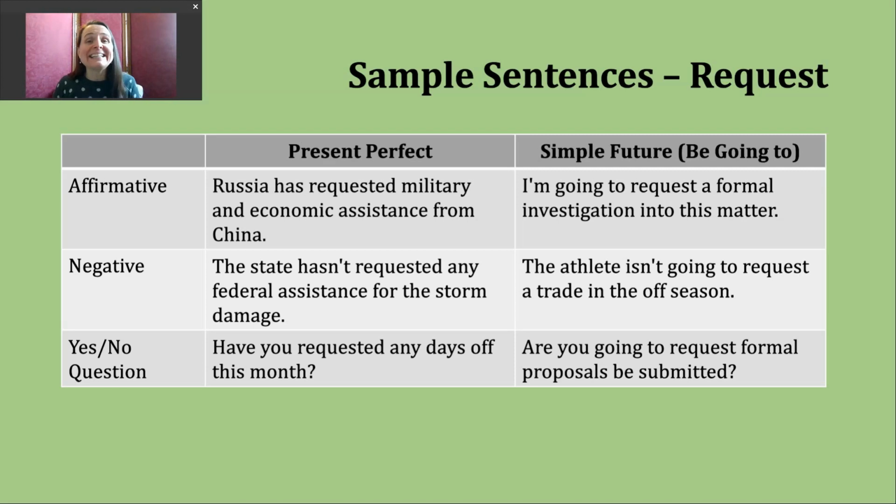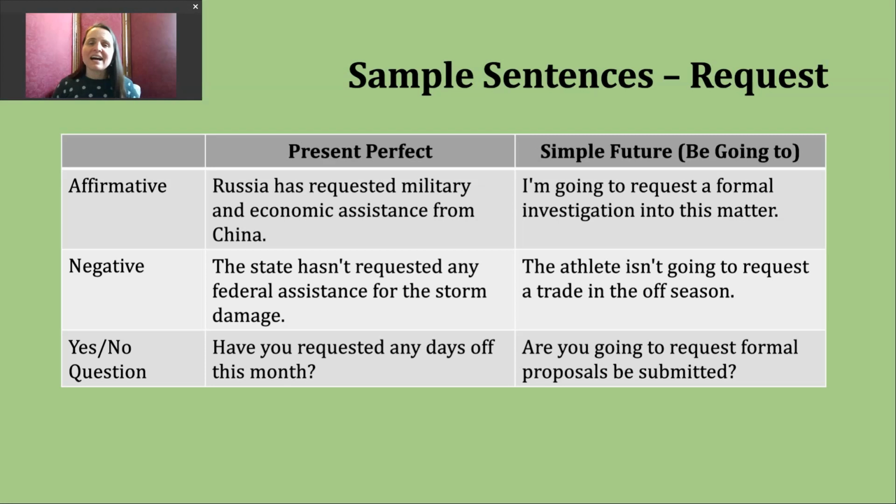Now, if we want to make a negative simple future sentence, what we need to do is insert not after our be verb. We can make contractions with is not, that makes isn't, or are not to form aren't, but we do not have a contraction with am not. Here's another example. The athlete isn't going to request a trade in the off season. This happens sometimes with professional athletes. They might have a particular reason they would like to play for a different team, so they might formally ask to be traded.